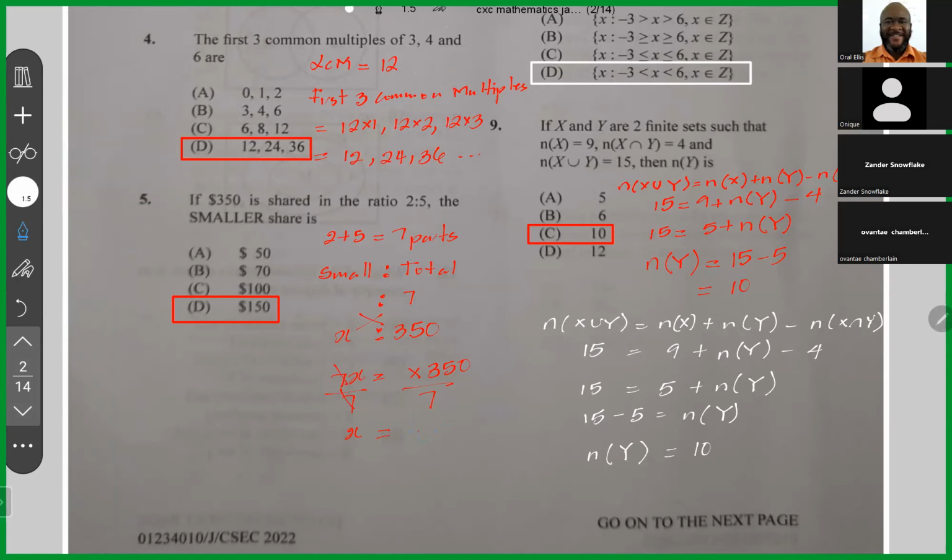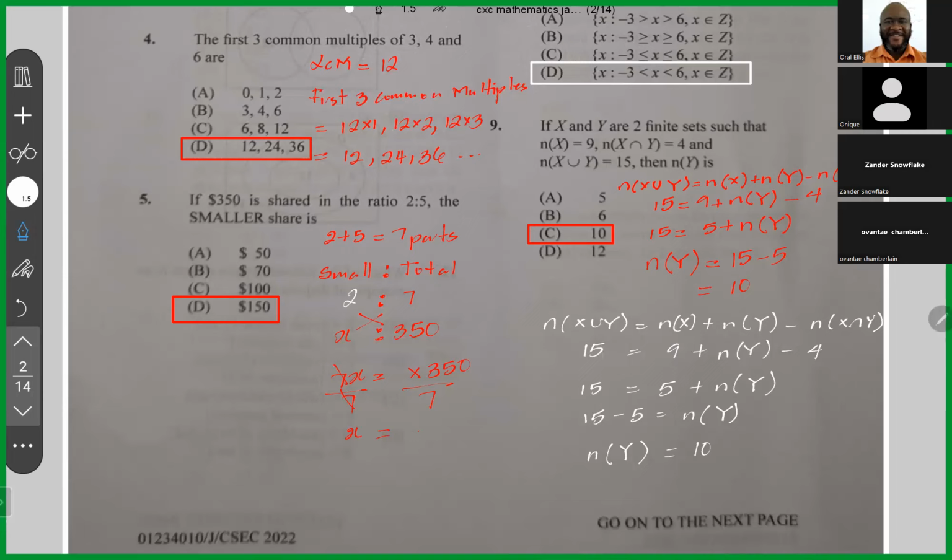So again, if you divide a certain amount of money in the ratio 2:5, you have divided it into a total of 7 equal parts. Now, the person who gets the smaller share gets 2 parts, and the person who gets the larger share gets 5 parts. So the ratio of smaller to total is 2:7.